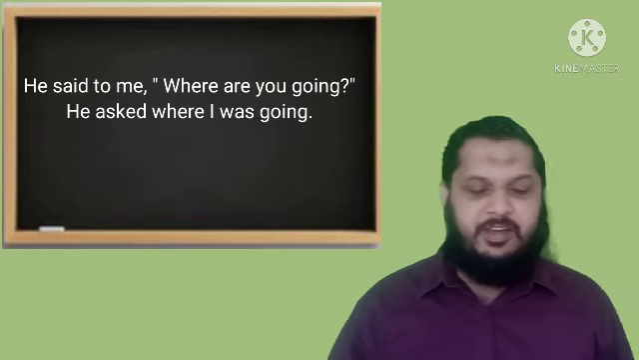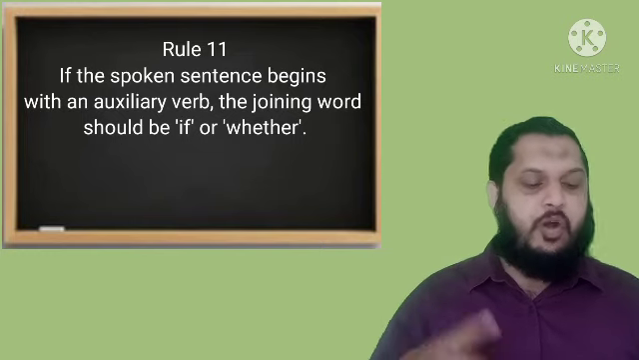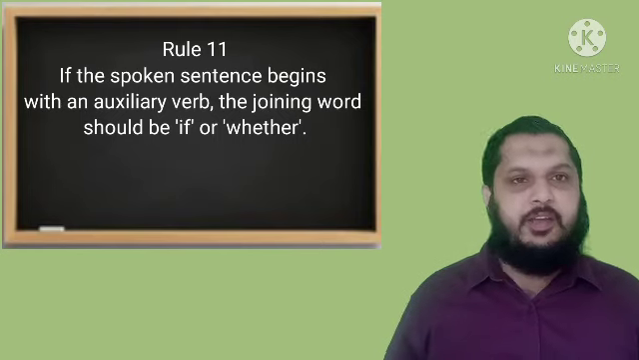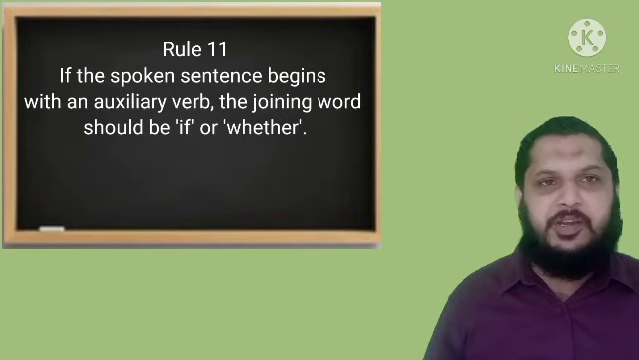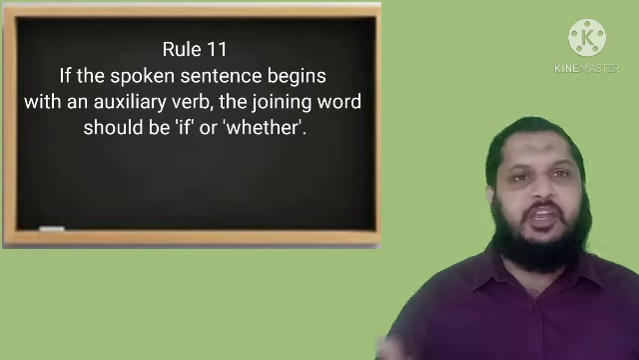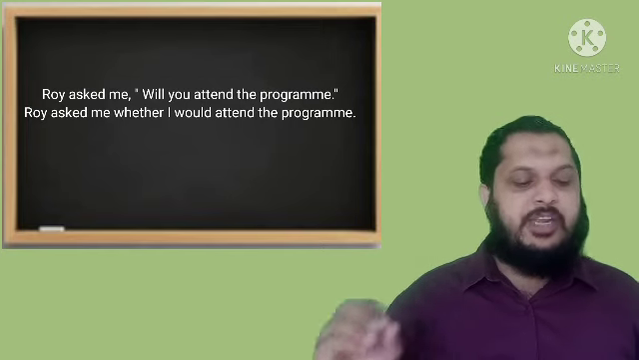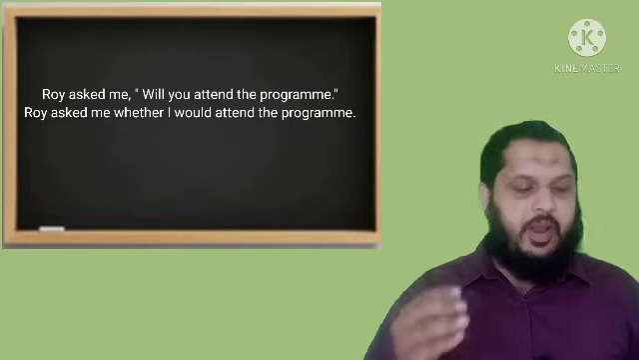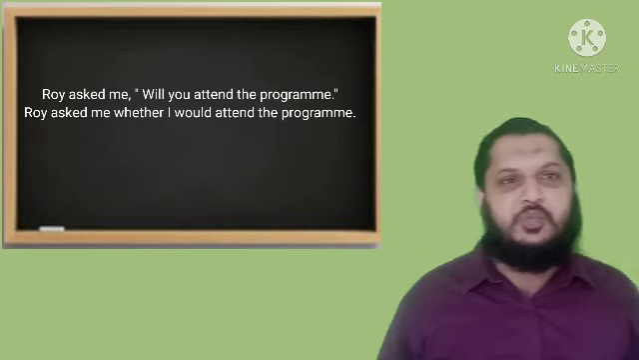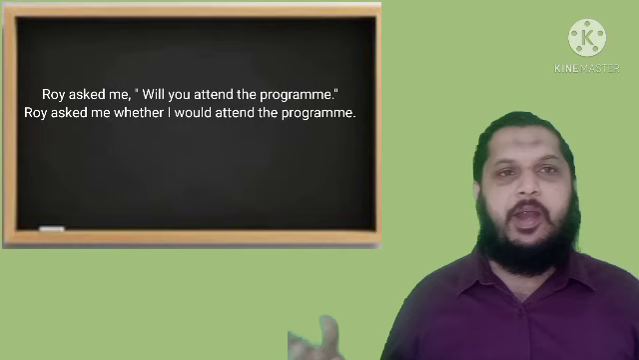Okay, fine. Rule number 11. If the spoken sentence begins with an auxiliary verb, the joining word should be if or whether. Auxiliary verb, that means yes or no questions. Instead of that, we use if or whether. Look at the example. Roy asked me, "Will you attend the program?" Roy asked me whether I would attend the program. Here also question form changes to sentence pattern.